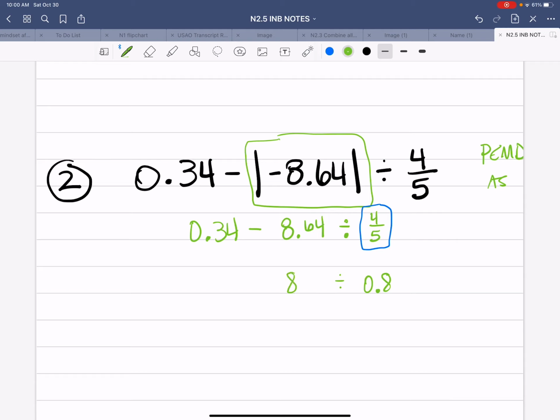It's important to write the rest of my problem each time. I know you don't like to write, but it is smart to do that. Then use your calculator and carefully put in 8.64 divided by 0.8, and you're going to get 10.8.